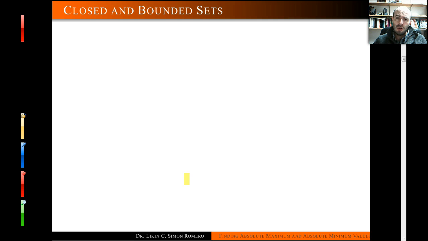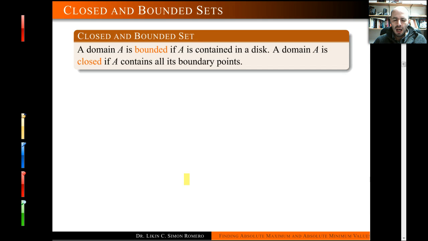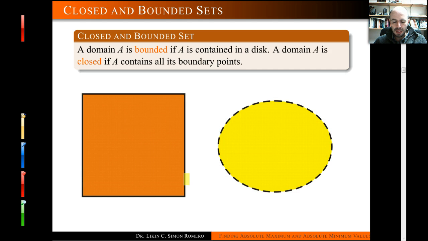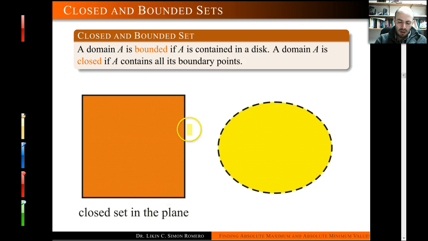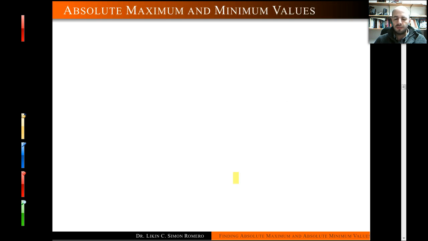And now I'm going to talk about closed and bounded sets. Domain A is bounded if it is contained in a disk, and domain A is closed if it contains all its boundary points. So for example, in this case, these two are bounded, but this one is closed because all the points are included in the domain, and the other one is not going to be closed because it doesn't include some of the points in the boundary.